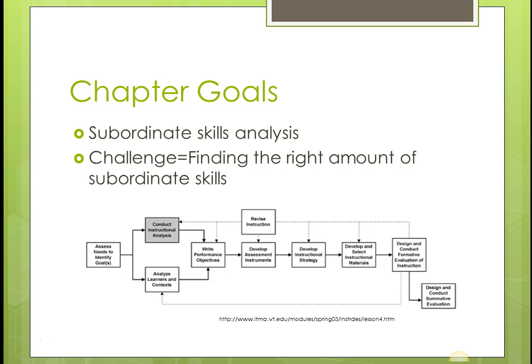If you don't include the skills, then the instruction may be ineffective, and the student won't get what is necessary. But if you put too many subordinate skills in, the lesson will become too long, the module will become too long, and it may not be effective. So we're in the conduct instructional analysis phase, as highlighted in the gray there, and that's where we're at in this chapter. This is the fourth chapter, and by the end of this, you should be able to put together your first assignment by going through chapters 1 through 3 and then being prepped for chapter 4.